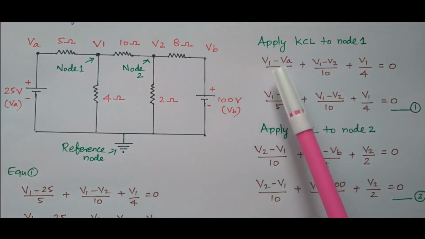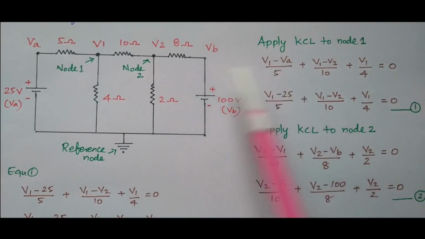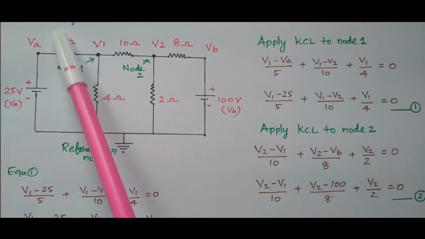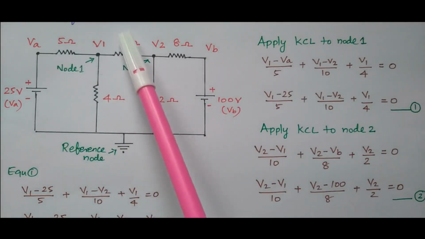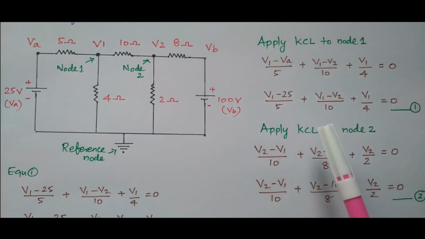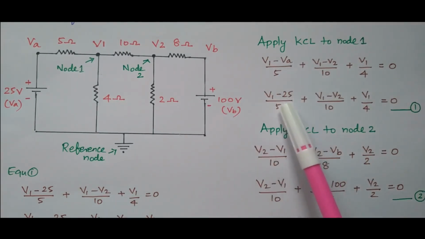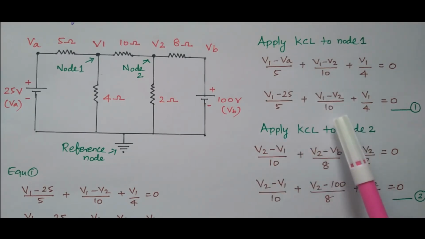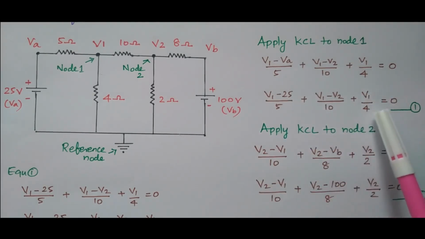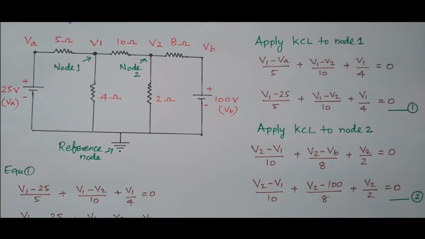So the current in a junction is 0. The current in the junction is the current flowing through the 5 ohm, 4 ohm and 10 ohm, calculated using I equal to V by R, and all are added together. So (V1 minus 25) divided by 5, plus (V1 minus V2) divided by 10, plus V1 by 4, is equal to 0. We'll take this as equation number 1. We can go for further simplification of the equation.